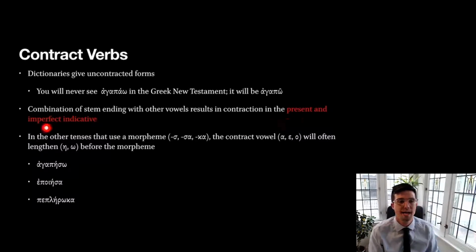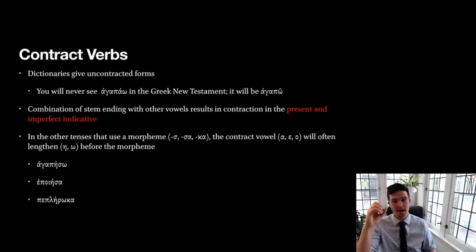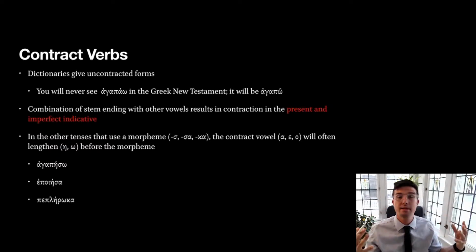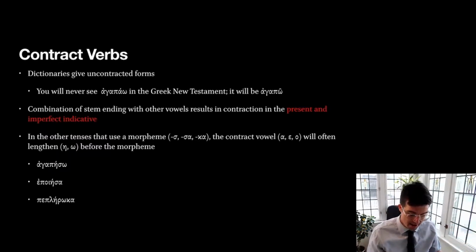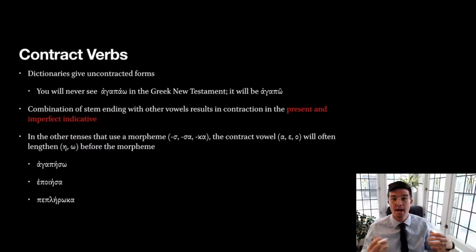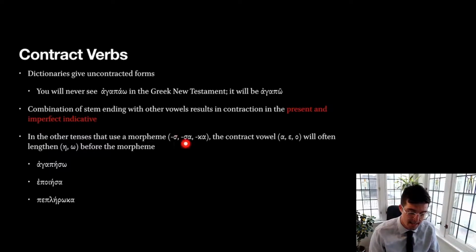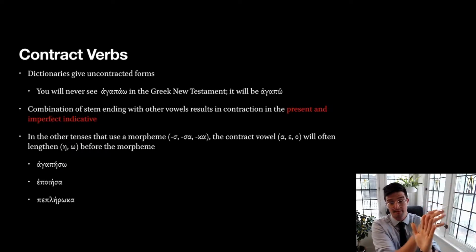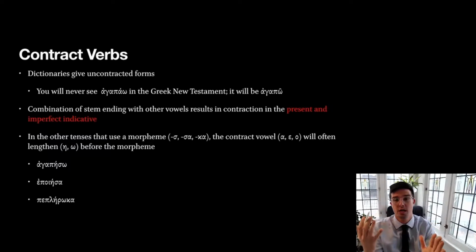So in the present and the imperfect, you have the connecting vowel of the ending put right up against the stem that has either alpha, epsilon, or omicron. And when that connecting vowel is put right up against the stem, that's when the changes happen. With the other tenses, because they use a morpheme, they'll have a morpheme before the vowel, so the contraction doesn't happen. The morpheme sort of serves as a buffer between the stem and the ending. But all that to say, there are still changes that happen.